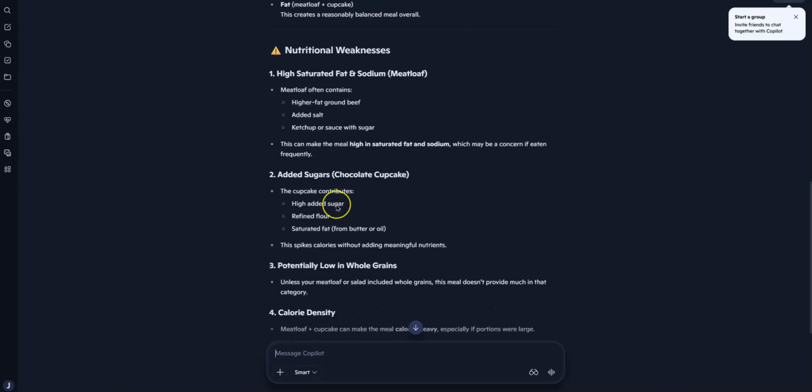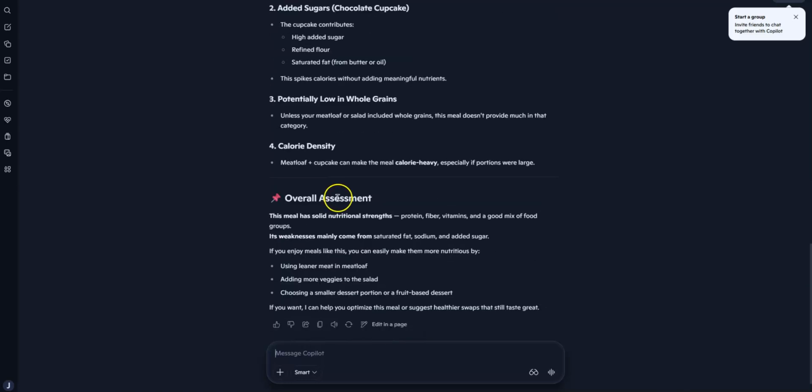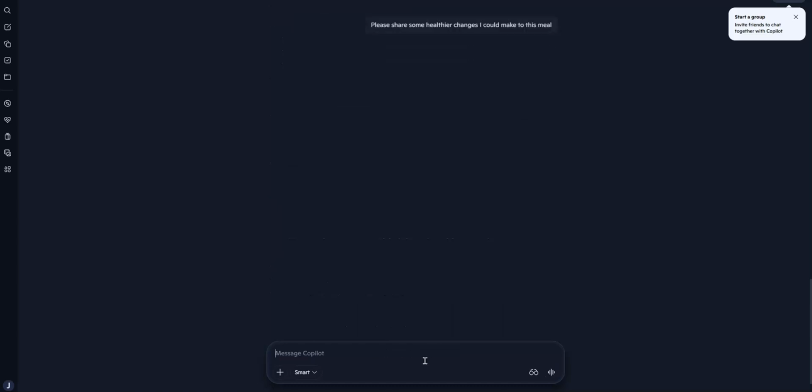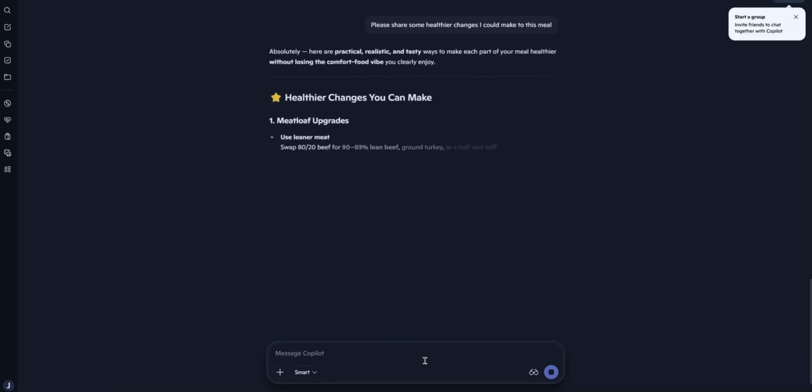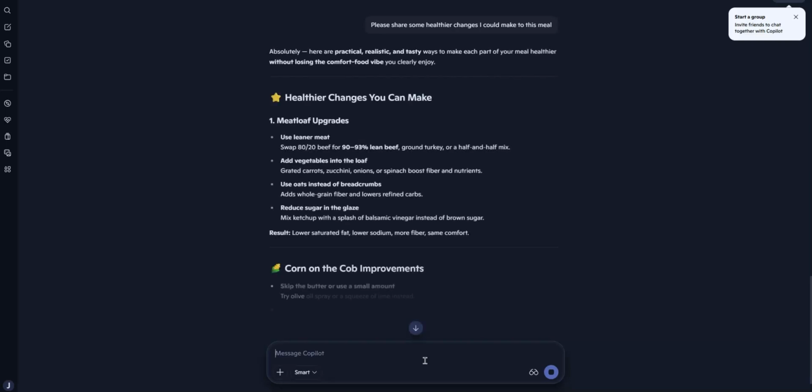So we've got nutritional weaknesses here. And then you want to just tell it, please share some healthier changes I could make to this meal. And so then it gives you suggestions, right?